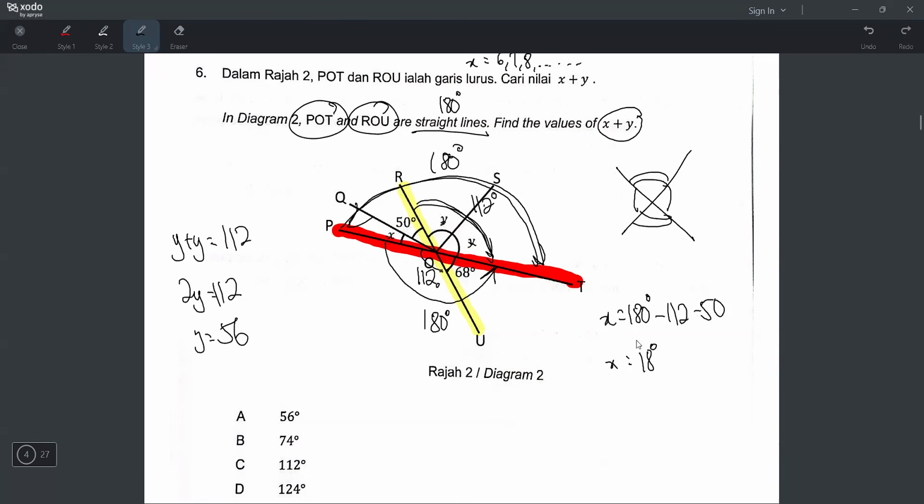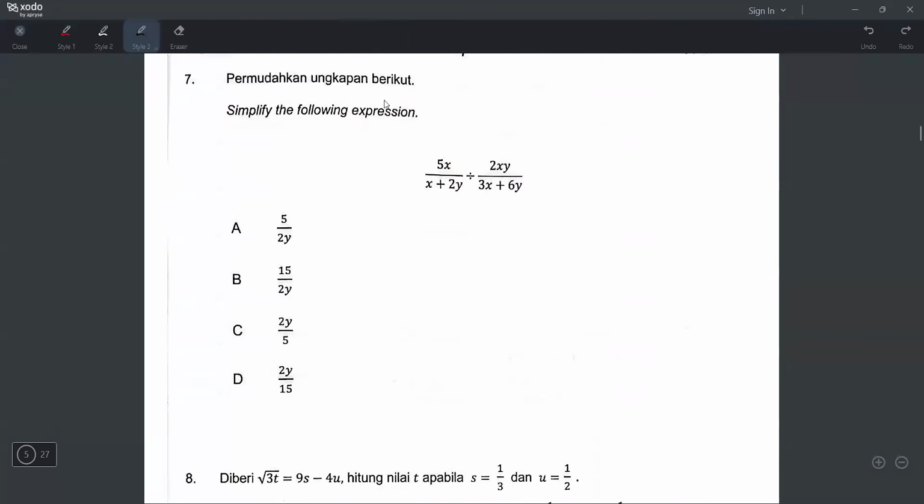But the answer is not A. The answer is not A. They ask for x plus y. So you have to take 56 plus 18. That gives you 74. Alright, that's all. Number 7, simplify the following expressions.